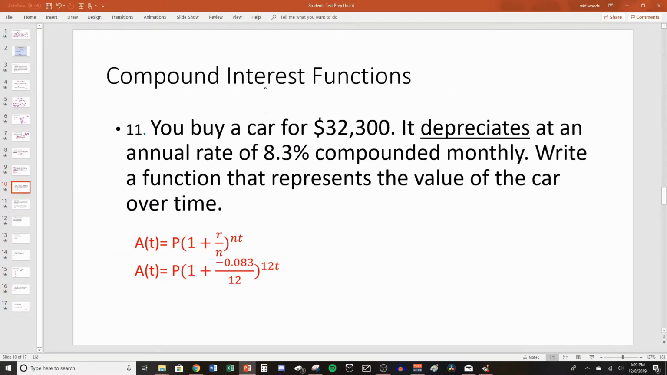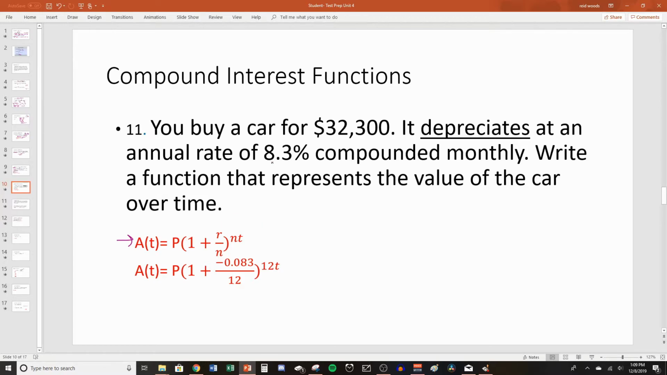Number 11, you buy a car for $32,300. It depreciates at an annual rate of 8.3% compounded monthly. So we've got all the information we need there. Write a function that represents the value of the car over time. So we're just writing the equation. Here is our formula for compound interest.